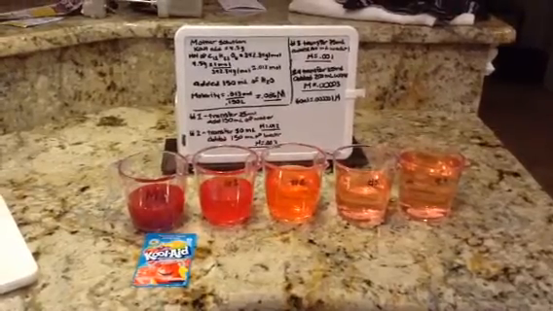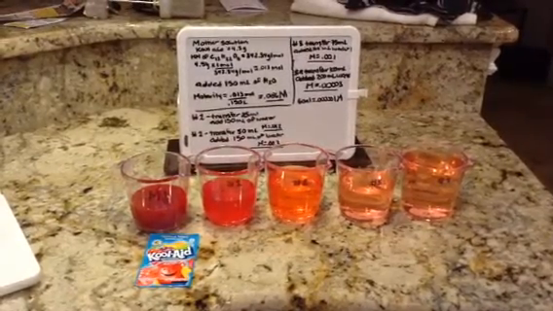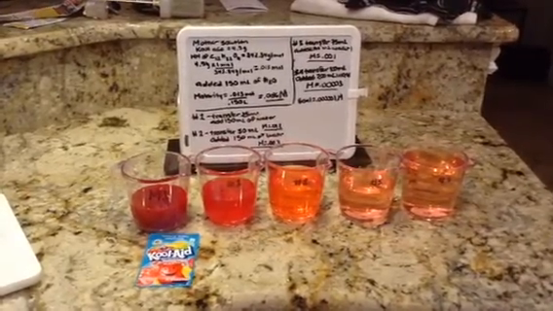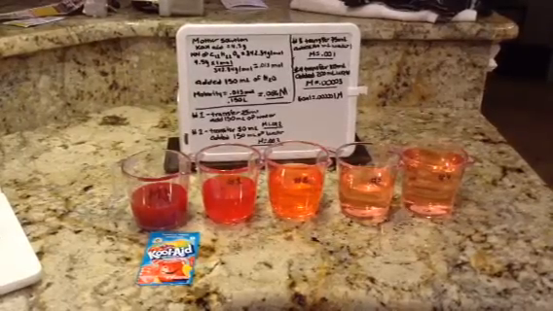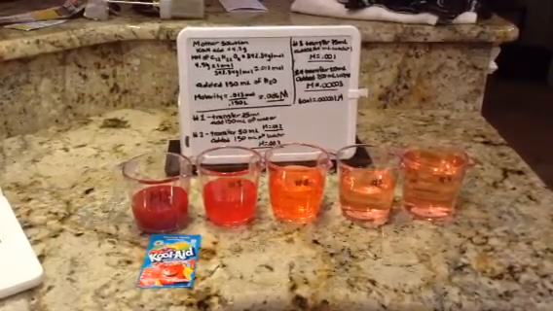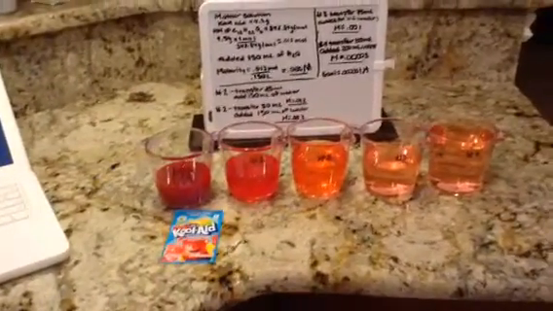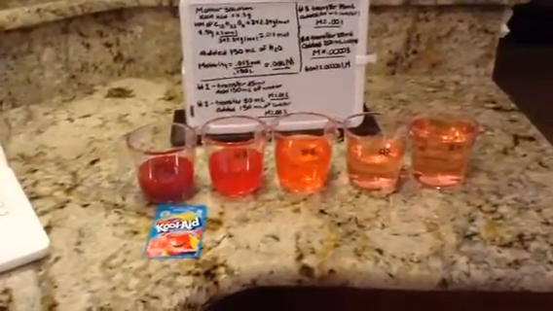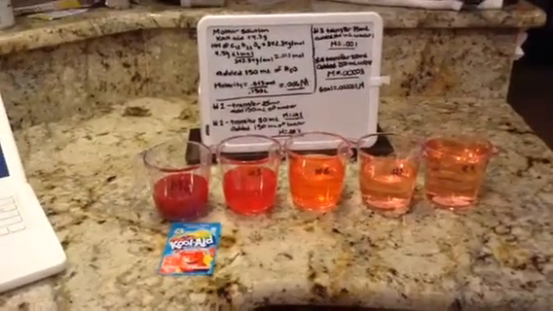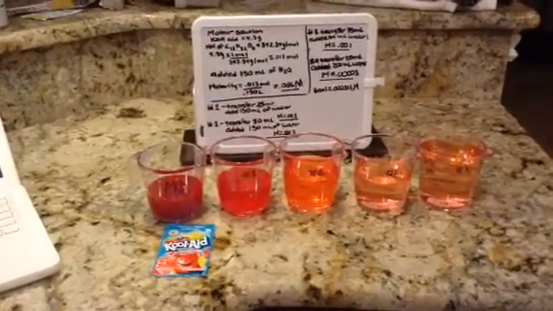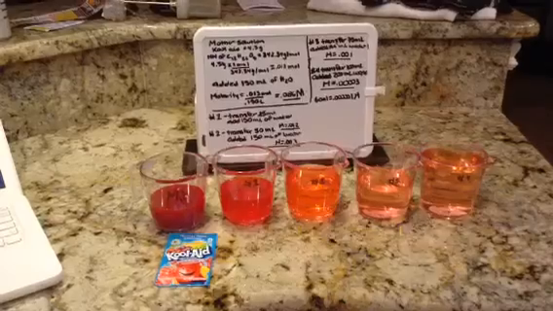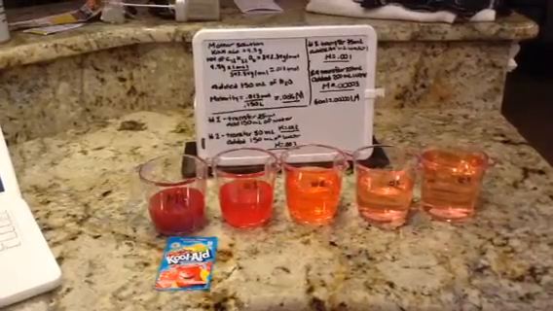I then transferred 50 milliliters from solution number 1 into solution number 2, and I added 150 milliliters of water for a total of 200 milliliters. The dilution equation for that was 0.012 times 50 milliliters divided by 200 milliliters, and the molarity I got was 0.003, as you can see there at the bottom.